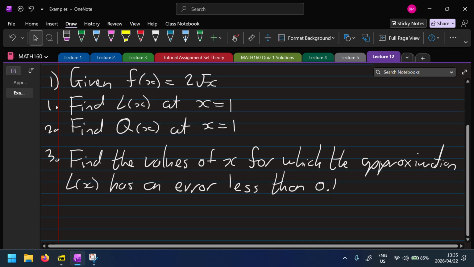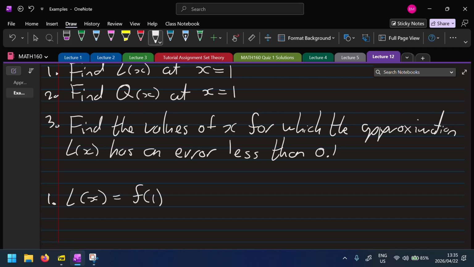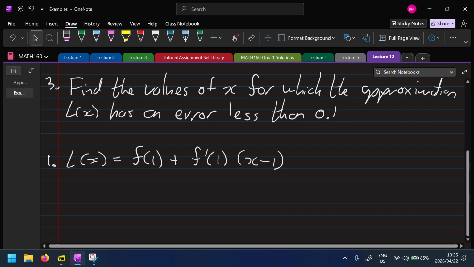Okay, so let's go through these. Number 1, find the linear approximation at x equals 1. So we know what that's going to be like. L of x will be f at 1, because we're interested in the point 1, plus f prime at 1, x minus 1. We just have that from earlier. So what do we need? We need the function value at 1, and we need the derivative at 1.